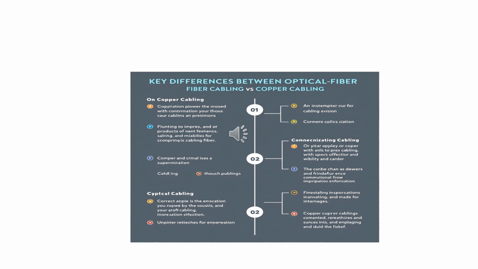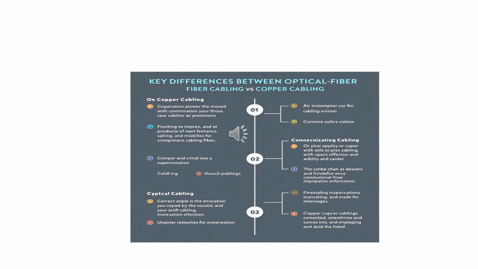Option D. Light is transmitted through the core of the fiber. Optical fibers transmit data as pulses of light emitted by lasers or LEDs. The light travels through the core of the fiber optic cable, allowing for high-speed data transmission over long distances without the electromagnetic interference that affects copper cabling. Why the other options are incorrect.